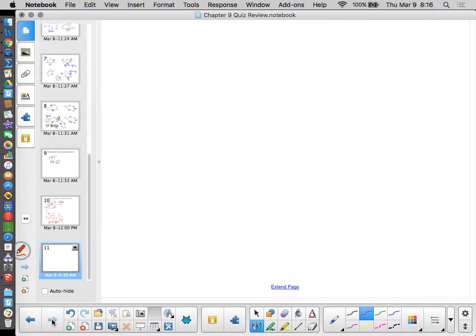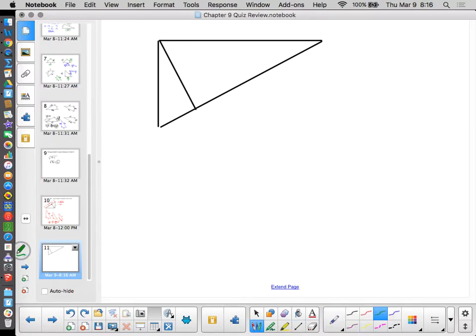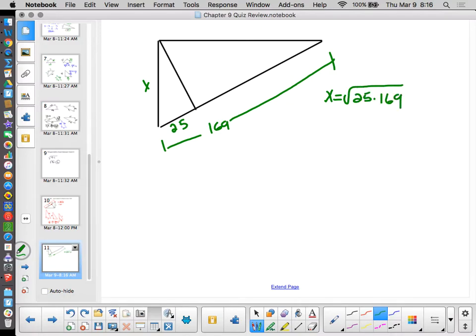Sorry, I didn't need these drawn out, but I can draw these out quick. I thought I finished this. Oops, wrong line. Okay. So our measurements are x, 25, and the whole thing is 169. This is one that is definitely set up for geometric mean calculation because x is the square root of 25 times 169.